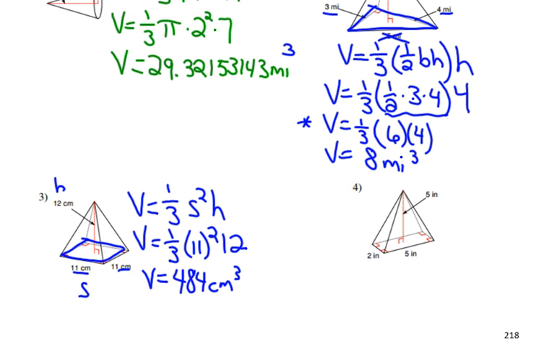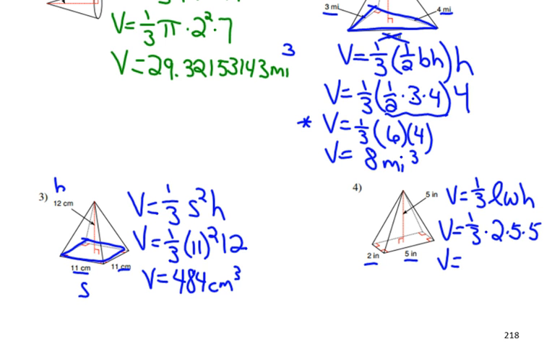Okay, number 4. This time I have a rectangle on the bottom. I know it's a rectangle because my 2 sides are different. And we're going to have, instead of big B, length times width times height. So 1/3 times 2 times 5 times 5. And I'm guessing this one's going to give me a repeating decimal. Maybe not.